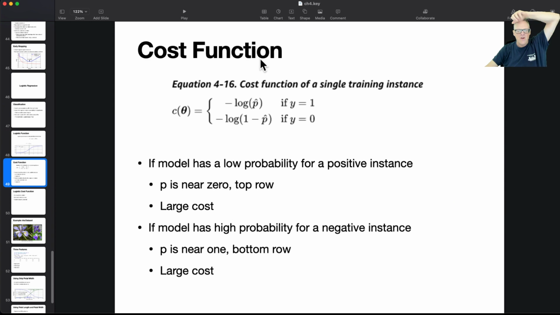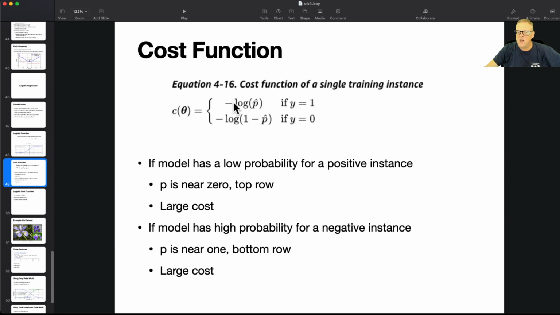All right, so you define a cost function of a single training instance. This is the probability it puts out. So if the probability is near zero, if the model has a low probability for a positive instance, so if you have a true condition and it makes the error of having that below 50%, then you have a low probability in the top row, and that's going to be a high cost, because say that if the probability is say 10%, this would be the log of 1/10, which is a big negative number, and that makes it positive.